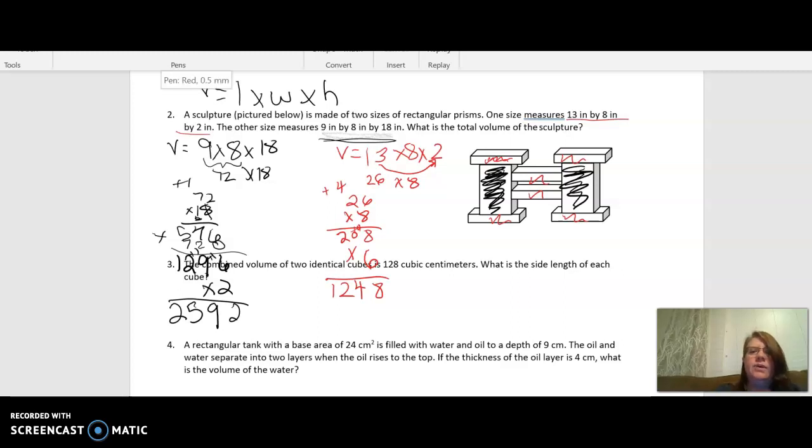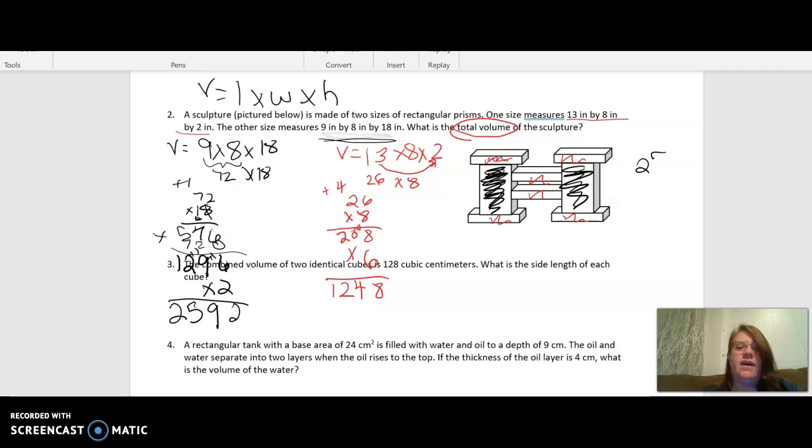Okay. Now what? What do I do? Remember the question says, what is the total? Okay. I have to get the total volume of the sculpture. So I have the little and I have the big. And to find the total, we have to do what? Yep, we have to add them together. So over here, I'm going to add them together.